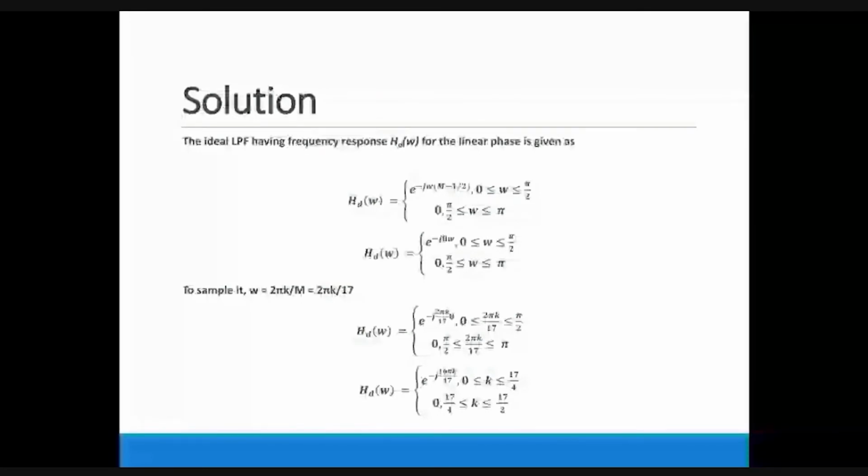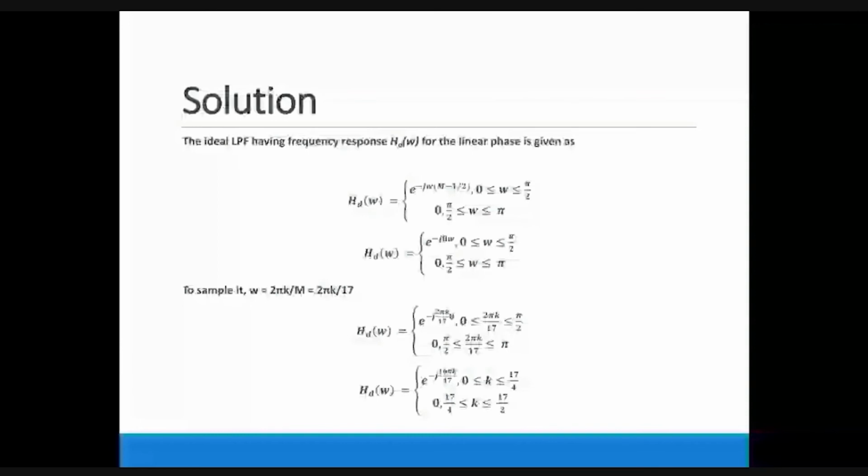Okay, here you have to write the ideal low pass filter frequency response that I am writing over here. HD omega is equal to e raised to minus j omega, M minus 1 by 2. Here cutoff frequency is given as pi by 2. So the range is 0 to omega less than or equal to pi by 2, and 0 for the values of pi by 2 to pi.